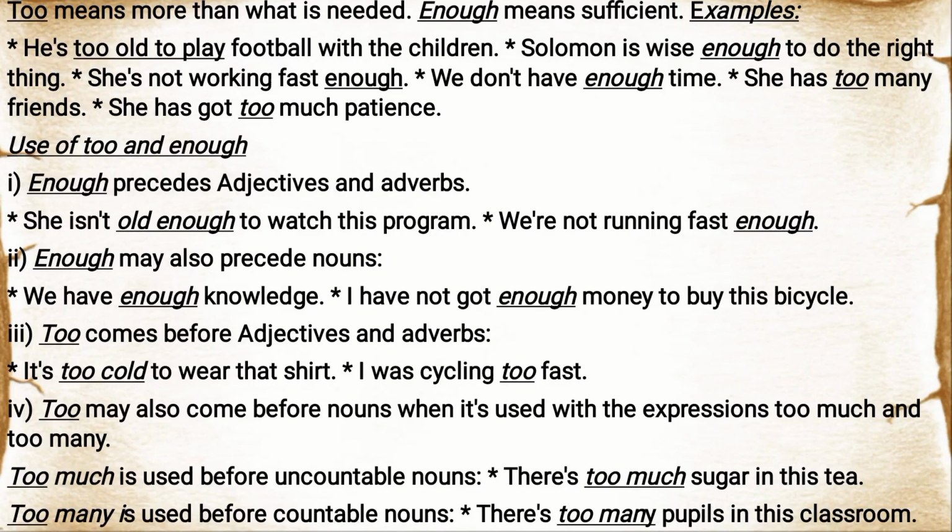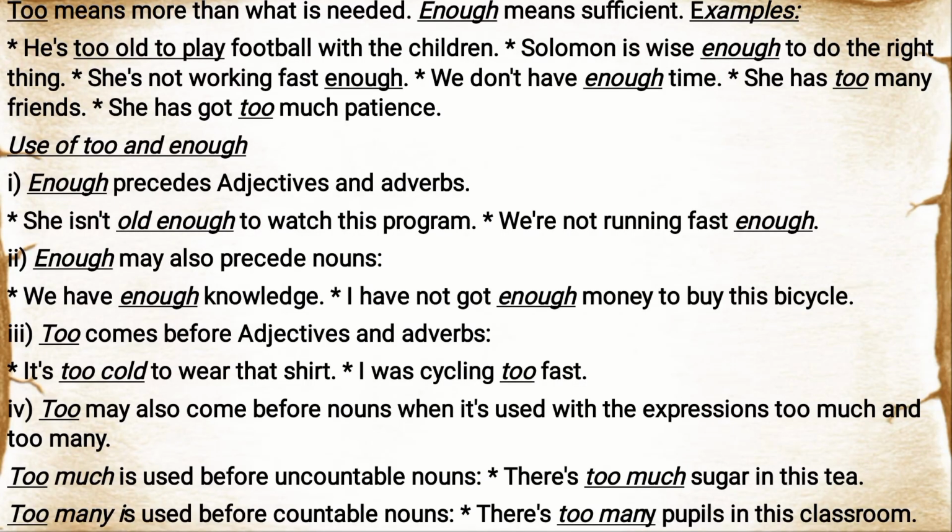She has too many friends. She has got too much patience. Use of too and enough. 1. Enough precedes adjectives and adverbs. Examples, she isn't old enough to watch this program. We're not running fast enough.